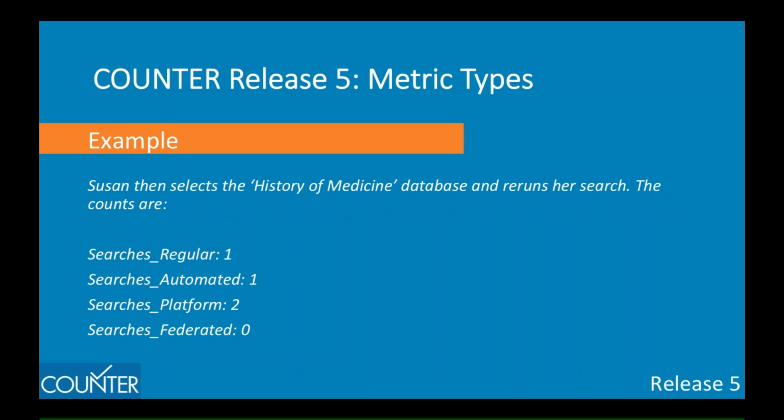Next example: she follows up on those search results, and Susan then selects the history of medicine database and reruns her search. The counts are, so in this case, she is selecting a specific database. Then this action will be counted as a searches regular, and you'll see one number added in the searches regular, and searches platform will increase to 2.